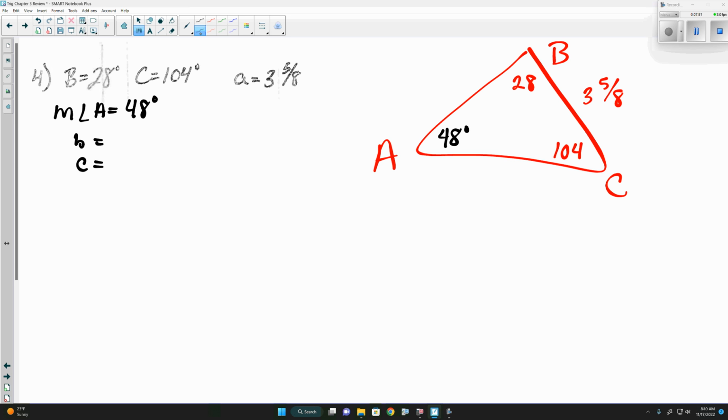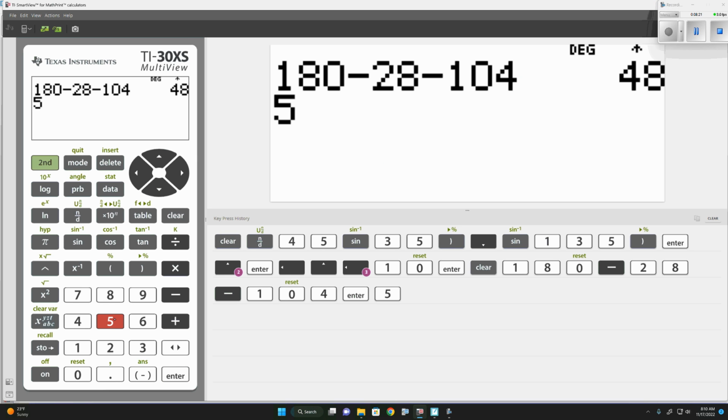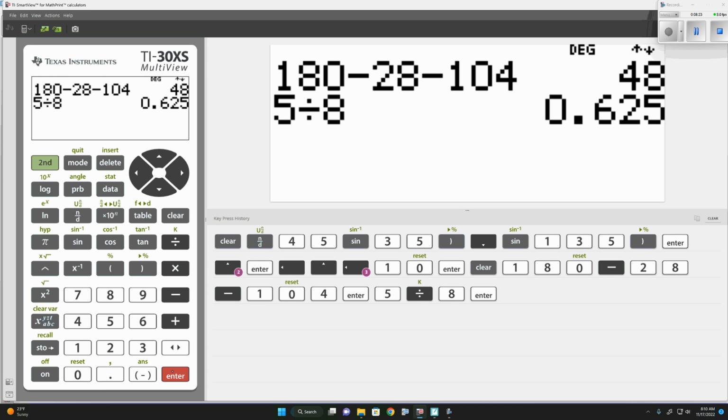And the setup for finding B or C is essentially going to be the same as the last one. We're going to have side length B over sine of angle B. Well, angle B is 28 degrees. Is equal to, well, the only side length that we know is 3 5/8, yes? Is 5/8 a nice decimal? Well, we can see. Because 5 divided by 8 is 0.625.